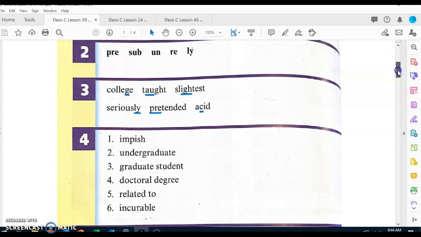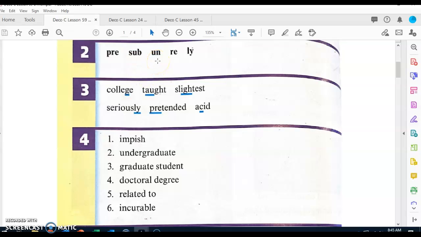Let's go ahead and look at part 2, boys and girls. Let's see if you remember a meaning for each of those affixes. Touch the letters P-R-E. What's one meaning of pre? Get ready. Pre. Touch the letters S-U-B. What's one meaning of sub? Get ready. Under or less than.